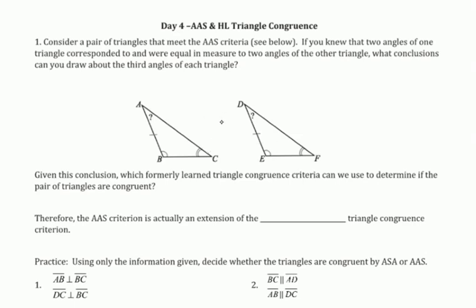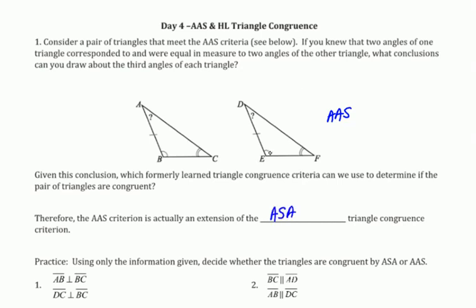However, this isn't considered angle, side, angle because the sides that are congruent are not between, or included between, the pairs of congruent angles. So instead, this is what we refer to as angle, angle, side, abbreviated AAS. Notice again, the S is outside of the angles that are congruent. Now, angle, angle, side is really just an extension of angle, side, angle.